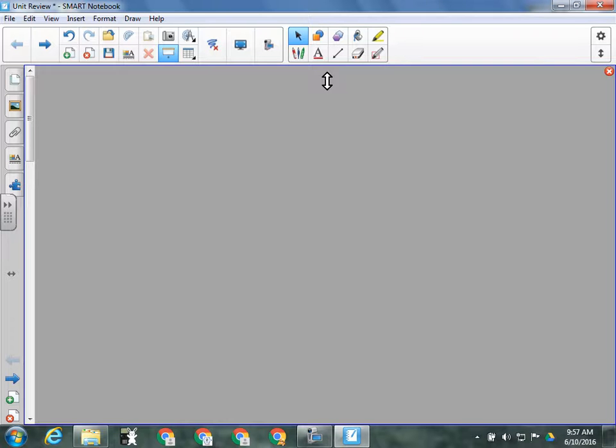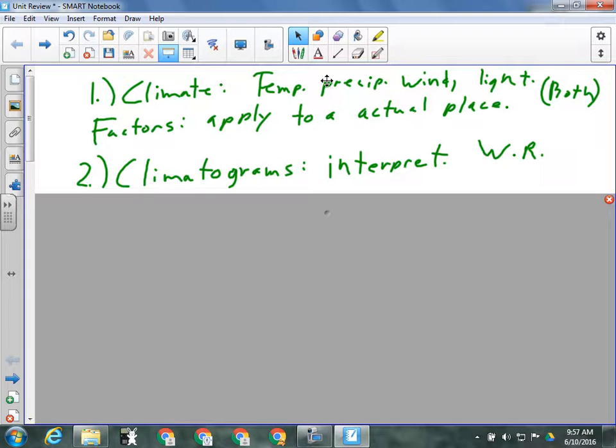Okay. So first thing we talked about in this unit. Okay, so Unit 4 exam review. First thing in this unit was climate, right? Remember, the components of climate are temperature, precipitation, light, and wind. Those are the components, the four of them, right?